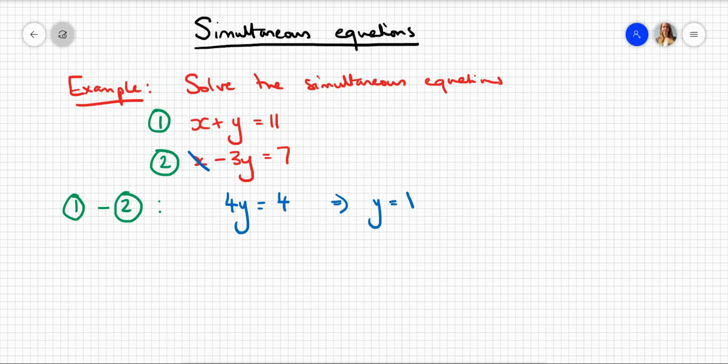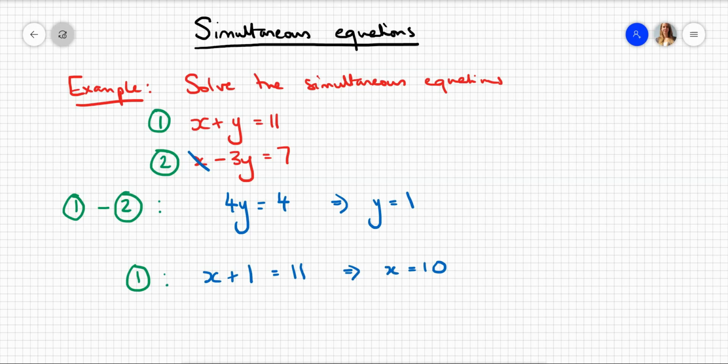Then I can take y equals 1 and plug it into one of the other equations. So equation 1 now becomes x plus y, which is 1, equals 11, so x equals 10. So that is just a recap of some simple linear simultaneous equations.